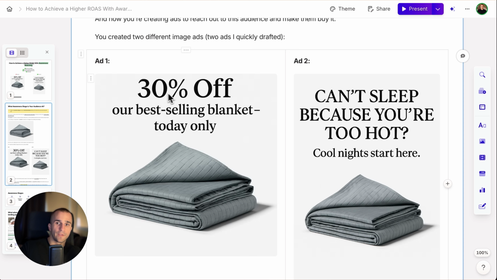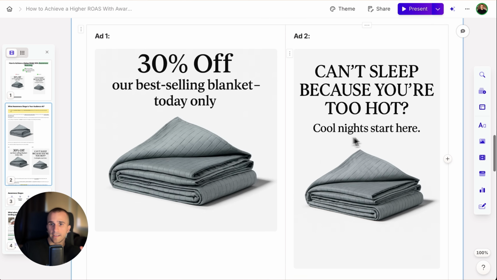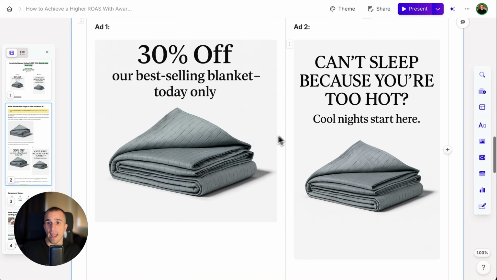On the left we have the offer-based angle, where we have 30% off our best selling blanket today only. And on the right we have the headline that starts with "Can't sleep because you're too hot? Cool nights start here." There's a huge difference between these 2 ads, and one of them will be way more effective just because it is matching the awareness stage of the prospect when they see this ad. And the ad that will perform way better between these 2 is the ad on the right.